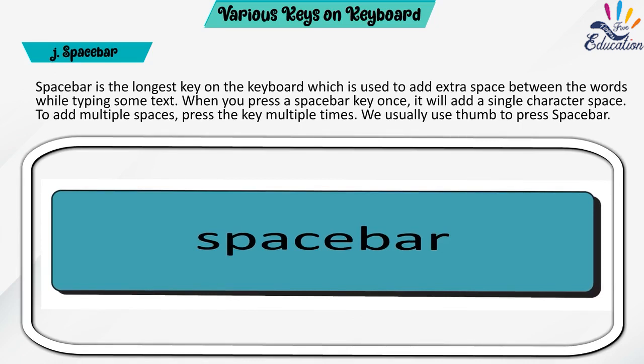When you press a space bar key once, it will add a single character space. To add multiple spaces, press the key multiple times. We usually use the thumb to press the space bar.